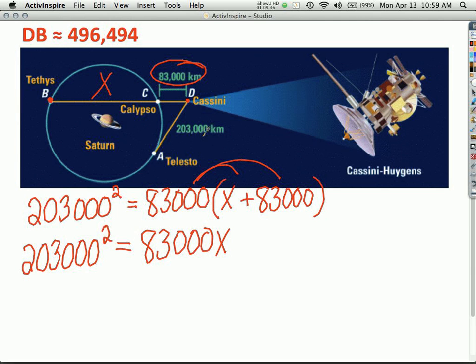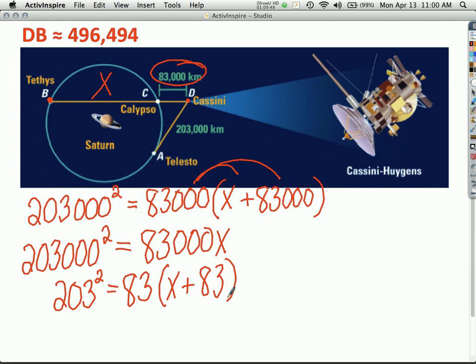So here's what you would end up with if you follow Sebastian and Alicia's approach. 203 squared equals 83 times x plus 83. Now all of a sudden, it doesn't seem so difficult. And at the end, you have to add on the 83,000, or the 83 and then multiply by 1,000. No matter what, any of these approaches will get you the right answer. And of course, we get an approximate answer. So Michaela, you've been waiting patiently. Go ahead.